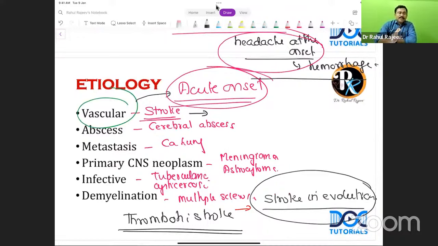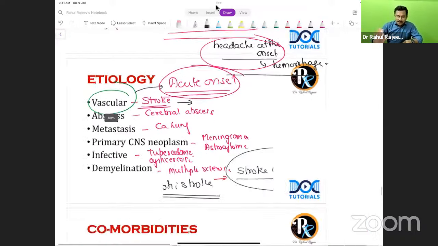But my dear students, do not confuse one point. Don't think that all cases of thrombotic stroke are like stroke in evolution. Nothing like that. There are cases of thrombotic stroke which present with full deficit at the onset as well. But I am just telling you, a stroke in evolution tells me that this is likely to be a thrombotic stroke. Okay, so that is about the etiology part.